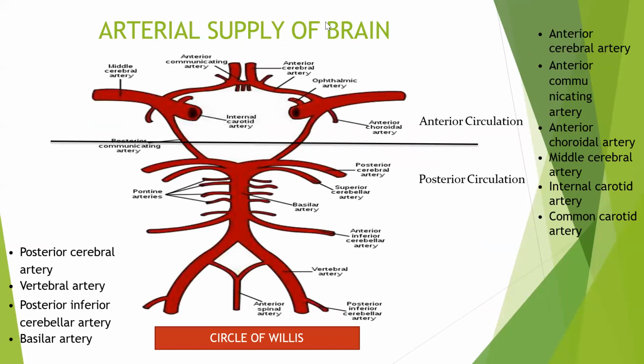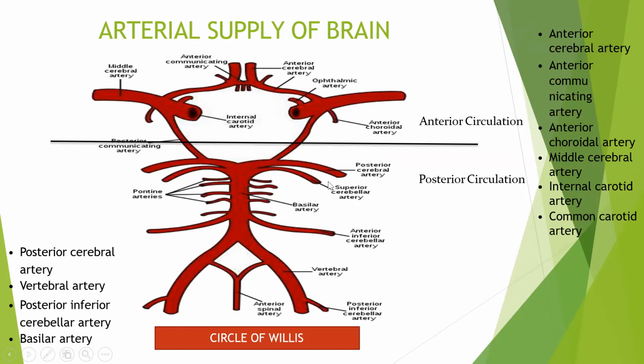So anterior circulation involves anterior cerebral artery, anterior communicating artery, anterior choroidal artery, middle cerebral artery, internal carotid artery, and common carotid artery. Mainly in this, middle cerebral artery and anterior cerebral artery are branches of internal carotid. So this MCA and ACA involve anterior circulation. This line in front, all this is anterior circulation.